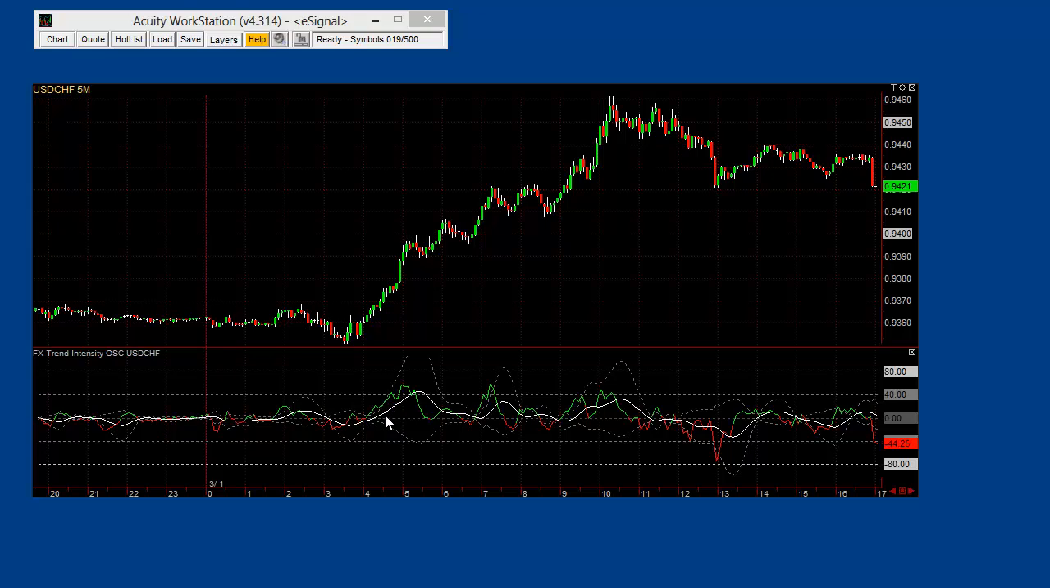And it's a very useful tool because we use a very fast digital signal processing based moving average. This is not a simple moving average, it's not an exponential moving average. It is the same type of technology that's used to clean up digital signals. And it's very fast, it's also very smooth.